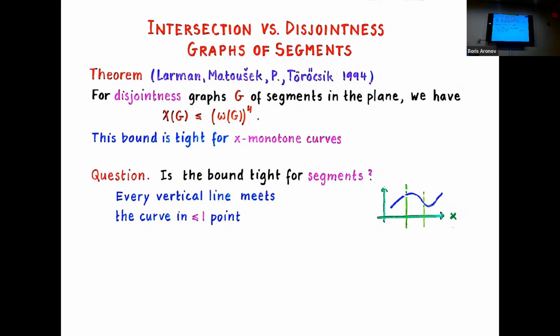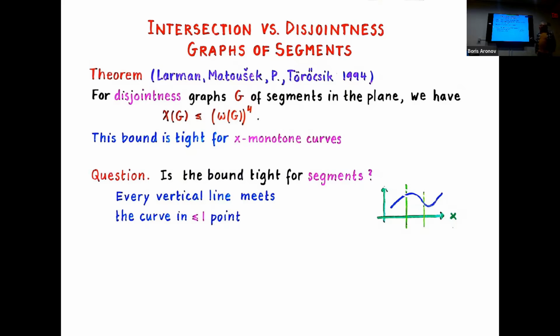In fact, the proof also gave that the same result is true not only for disjointness graphs of segments, but for disjointness graphs of any x-monotone curves. So what is an x-monotone curve? Like this. It's a connected curve so that every vertical line intersects it at most at one point.